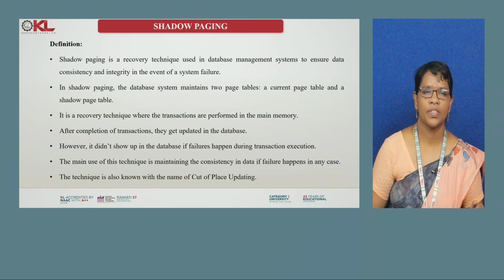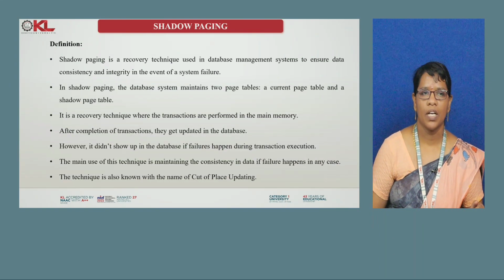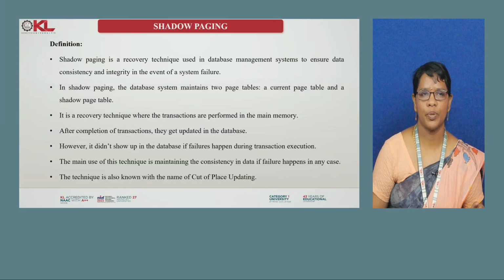The main definition of shadow paging is that it is a recovery technique used in the database management system to ensure data consistency and integrity in the event of a system failure. It is mainly used in the event of a system failure to protect the data in the database. In shadow paging, the database system maintains two page tables: one is the current page table and the other is the shadow page table.